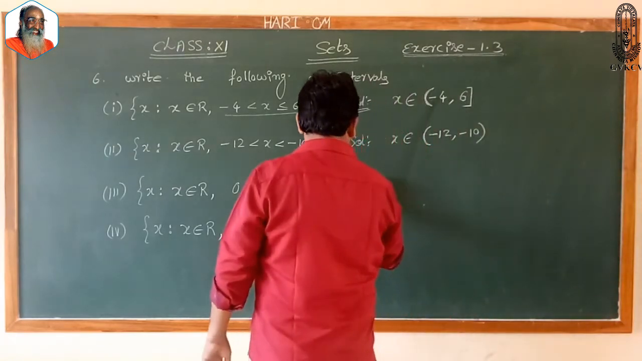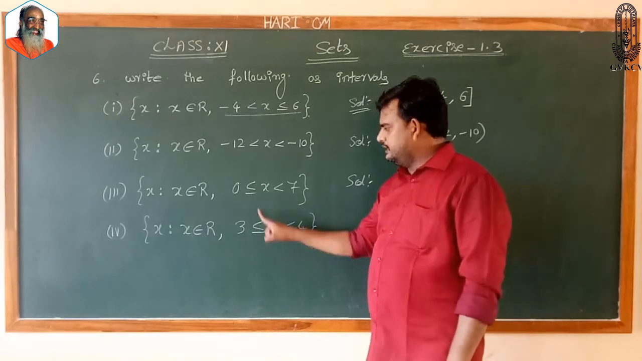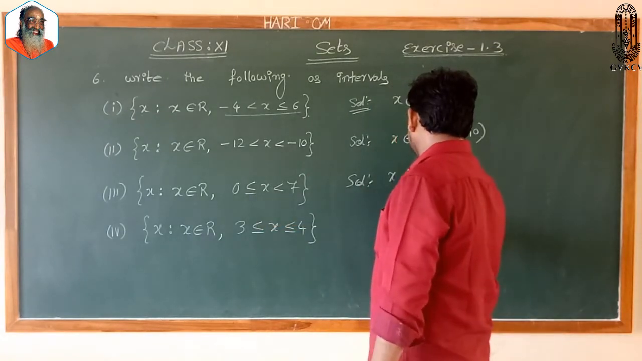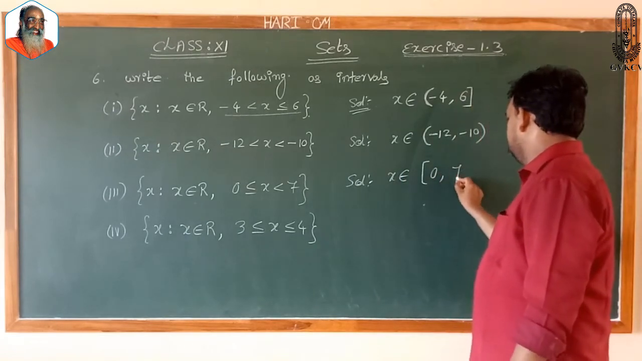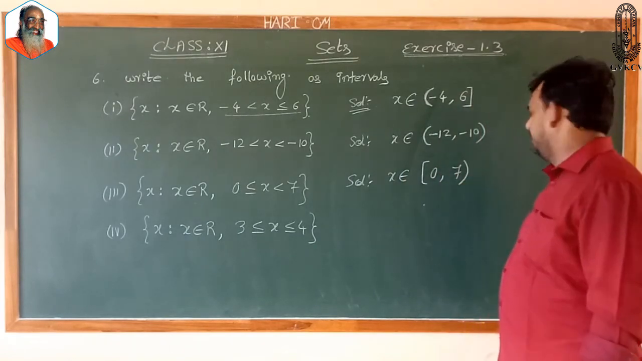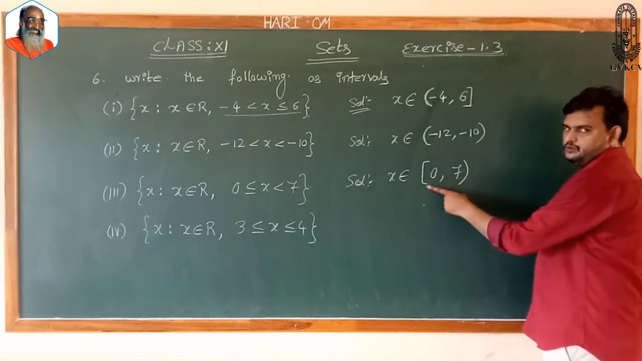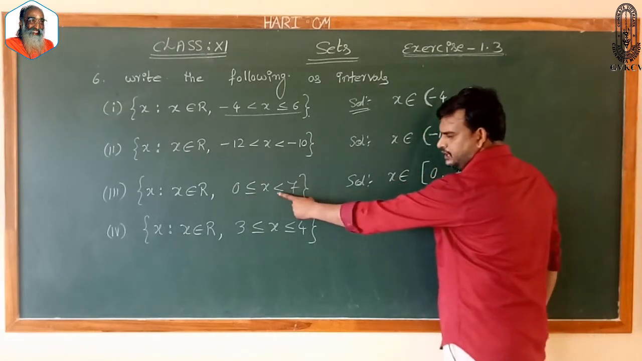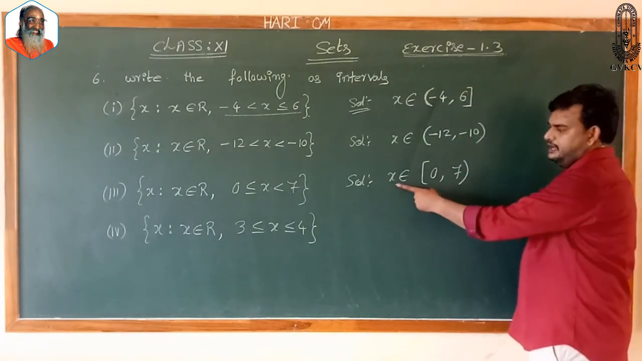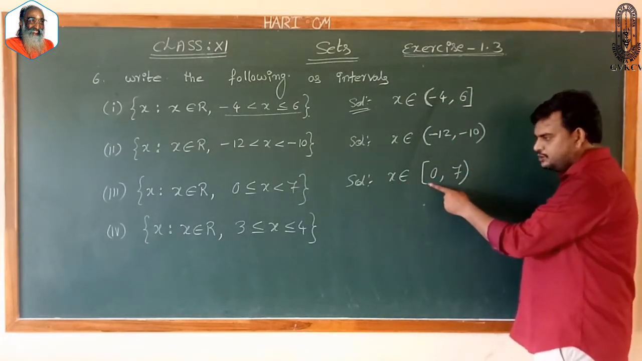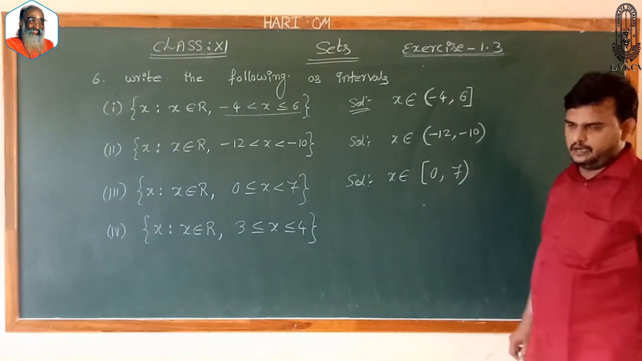And the third one, what is given? Less than or equal to, less than. Here I have less than or equal to, so I am using a square bracket. Here we have only less than, that's why we are using an open bracket. So finally x belongs to closed 0 to open 7. This is another interval.